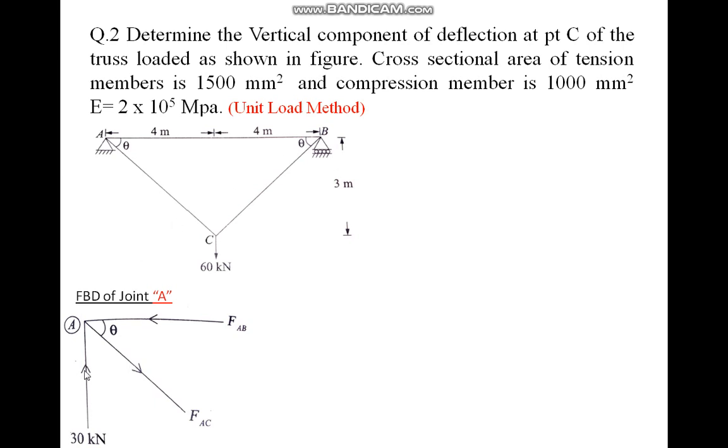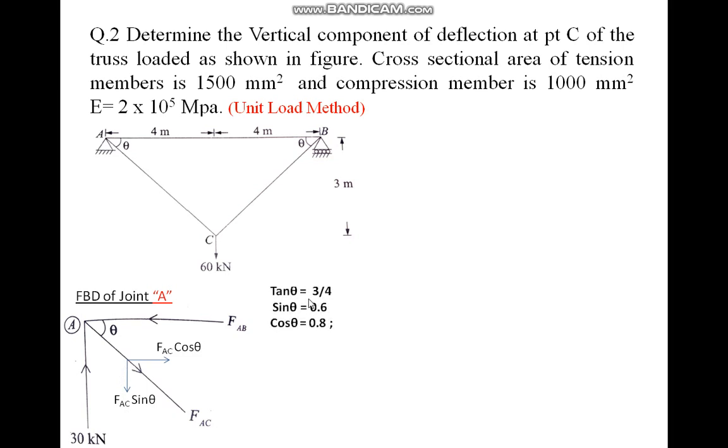So it is towards the point. At joint A, I take 30 kilonewton directly here, and another member is BA, which is assumed to be towards the point. Another inclined member is AC, which I assume is directed away from the point, at angle theta. Once you have that, resolve FAC into cos theta and sin theta components, away from the point.